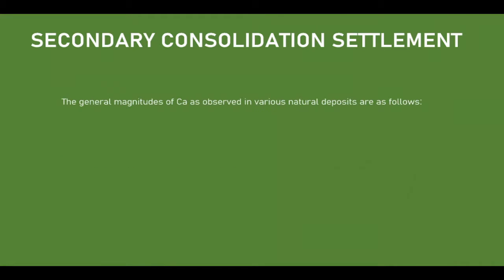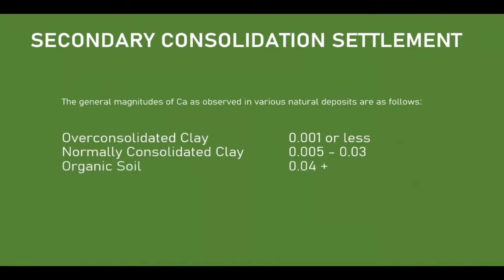Now, what are the values of C alpha? The general magnitudes of C alpha as observed in various natural deposits are as follows. For over-consolidated clays, it is equal to 0.001 or less. So as you can see, it is really tiny. As Braja said, it is so tiny that it can now be neglected. For normally consolidated clay, it ranges from 0.005 to 0.03, and for organic soil, 0.04 or more.